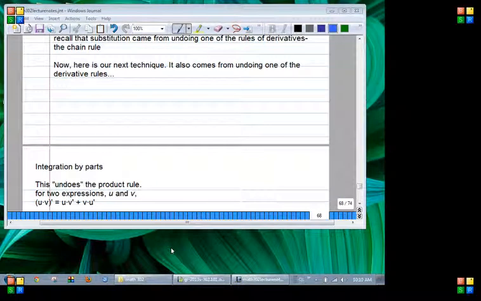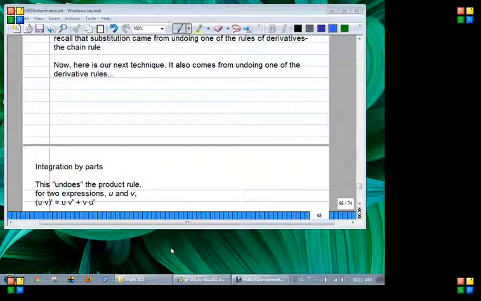Okay. So this next technique of integration is called integration by parts. Just like we were talking about, substitution was a technique of integration. It was the opposite of the chain rule. Integration by parts undoes the product rule. So what is the product rule?